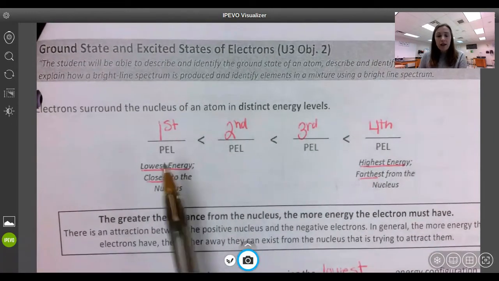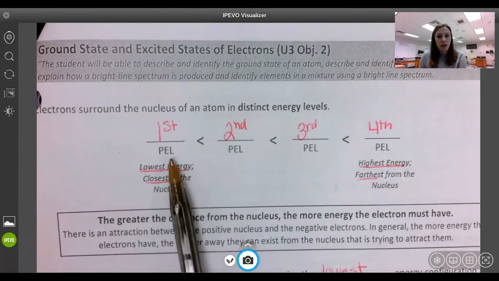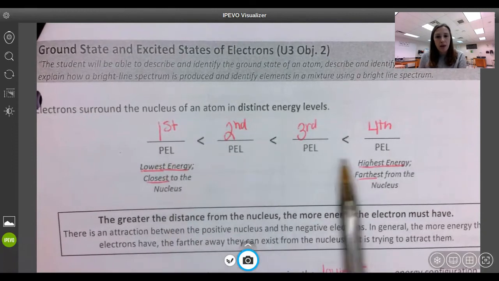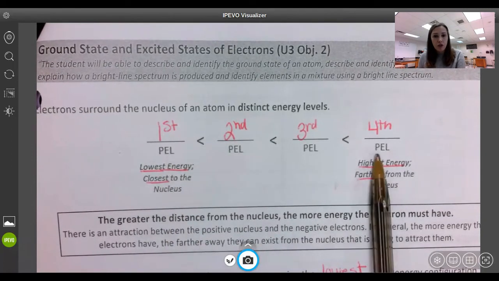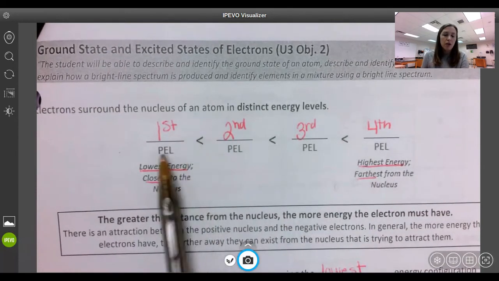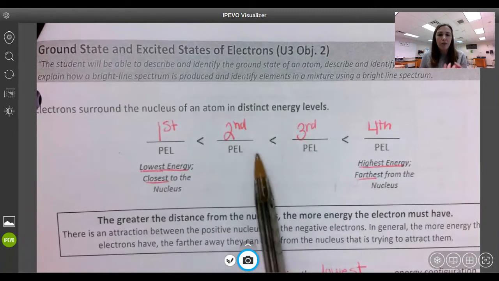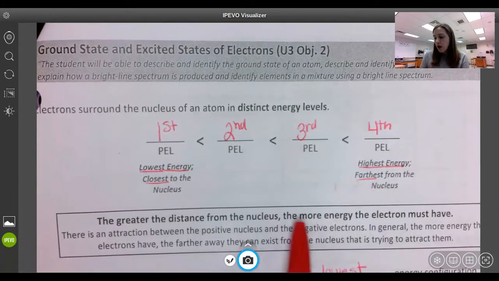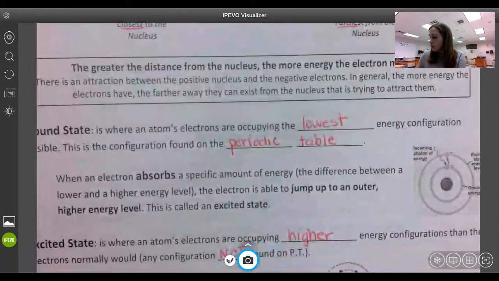So with that said, when we talk about electrons absorbing energy, think about when they absorb energy, they're going to move up higher. Okay, they can be farther from the nucleus. And then as they release energy, they're going to go back towards the nucleus. So if you can understand this concept, it helps this ground state, excited state be a little bit more clear. All right, so let's talk about ground state first with this.